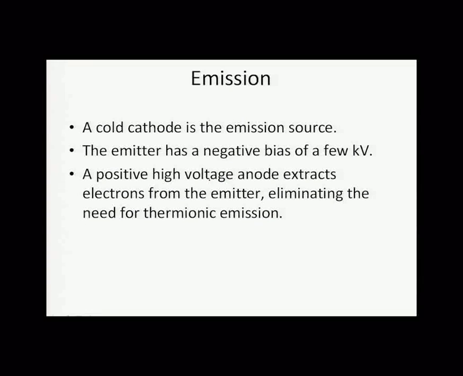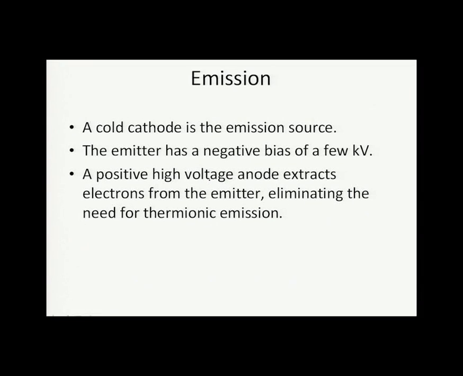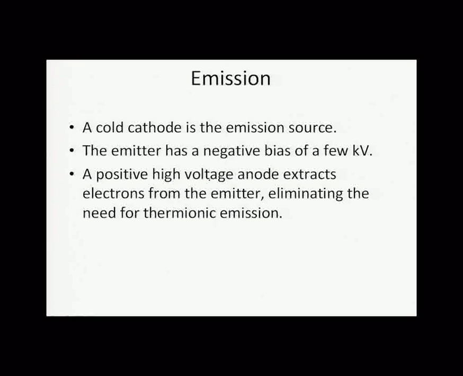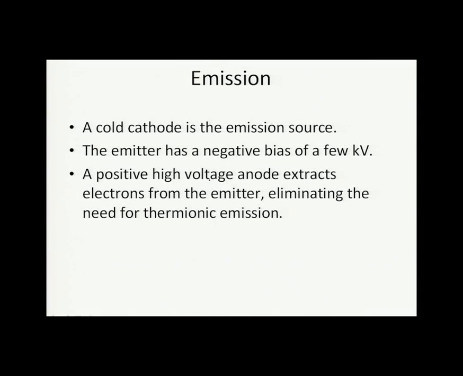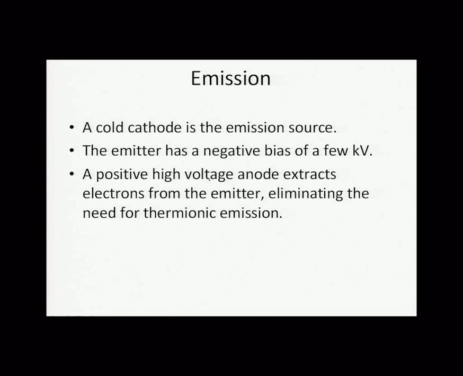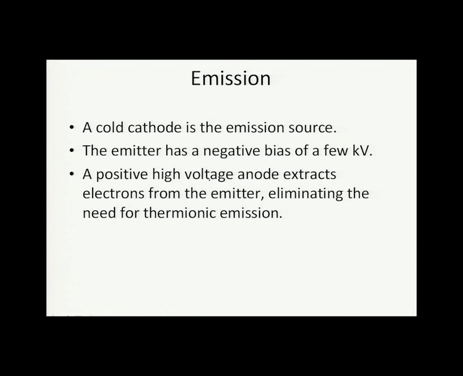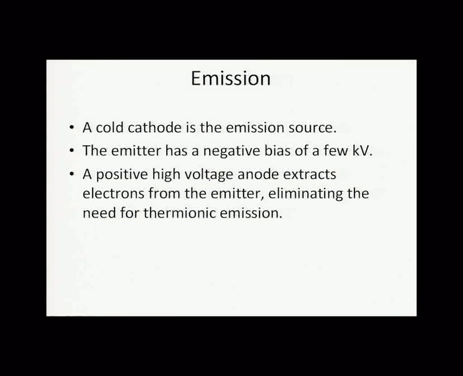So for the emission, we use a cold cathode as the emission source. The emitter has a negative bias of a few kilovolts. Again, this is to help draw the electrons out of that filament. A positive high voltage anode extracts the electrons from the emitter, and this eliminates the need for thermionic emission. Again, this is field emission.